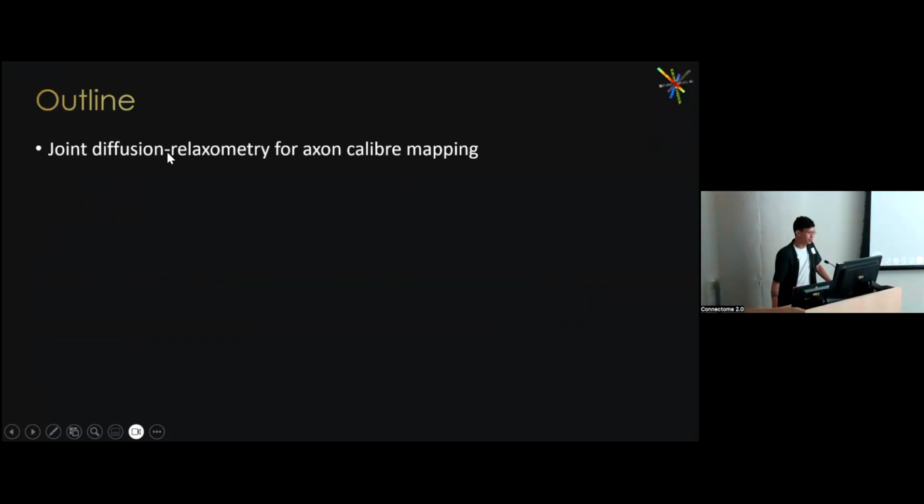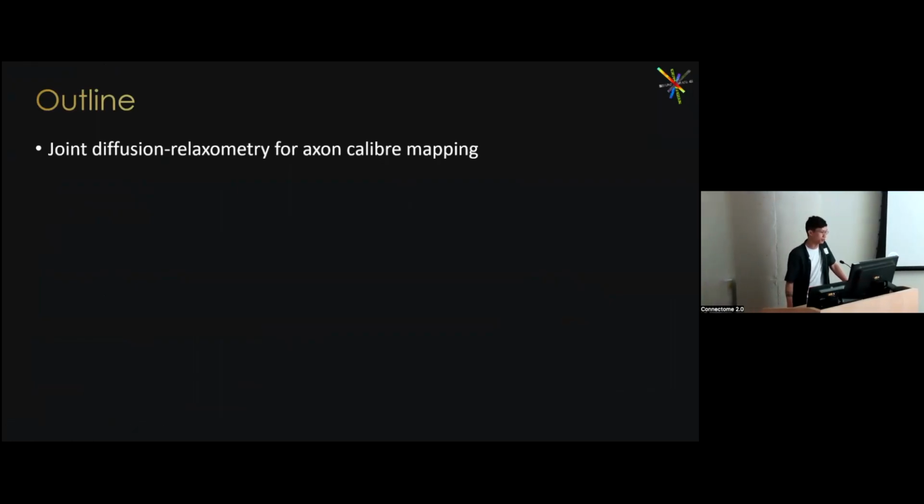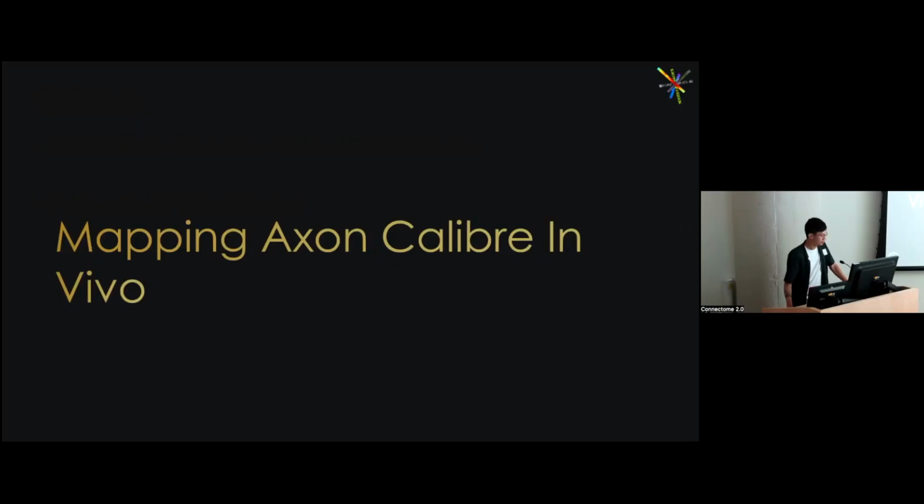So briefly in this talk, I'm going to present two of my ongoing projects on the Connectome 2. The first project is about using joint diffusion relaxometry models to improve axon diameter mapping. And the second project is about probing the water diffusion inside the myelin shield. So first, about axon diameter mapping.